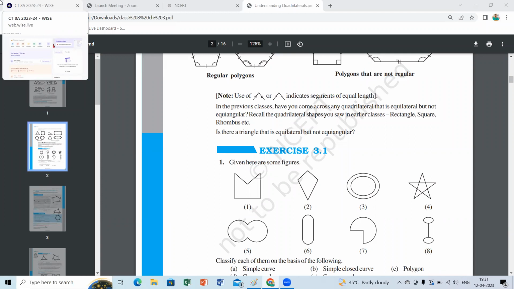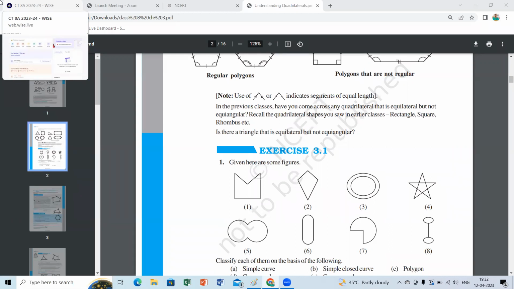Ma'am, it also applies for every polygon, right? If all the sides of a polygon are equal, the angles should also be equal, right? Yes, that's a regular polygon. Suppose you see, for example, a rectangle. Take a rectangle. Is it an equiangular figure? Yes or no? All angles are equal.